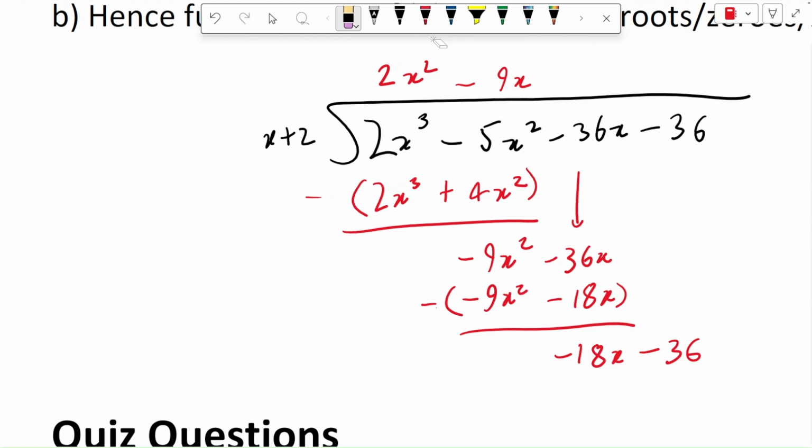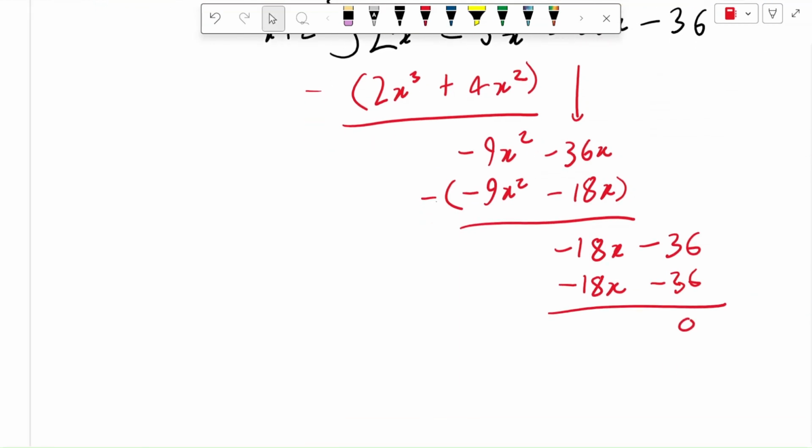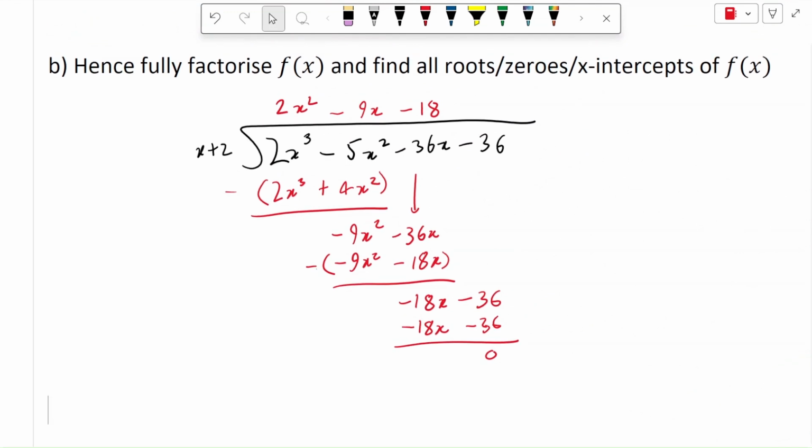Now, how many times does x go into minus 18x? It goes in minus 18 times. And then we get minus 18x here. And then minus 18 times 2 is minus 36. So we get a remainder of 0. We were expecting a remainder of 0 because we already knew that x plus 2 is a factor. So that makes us very, very happy.